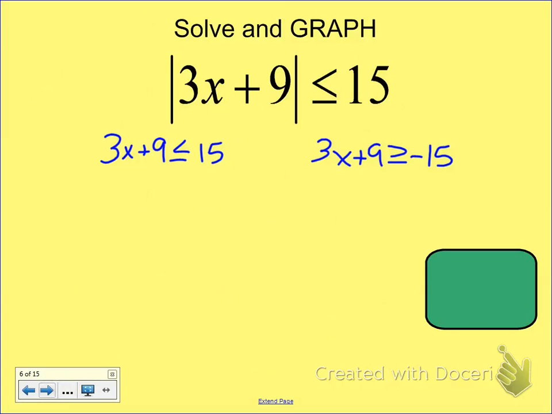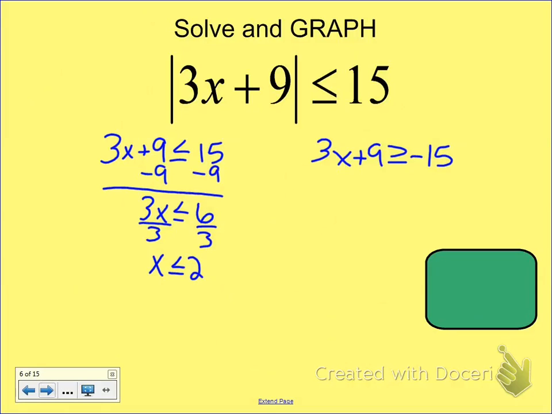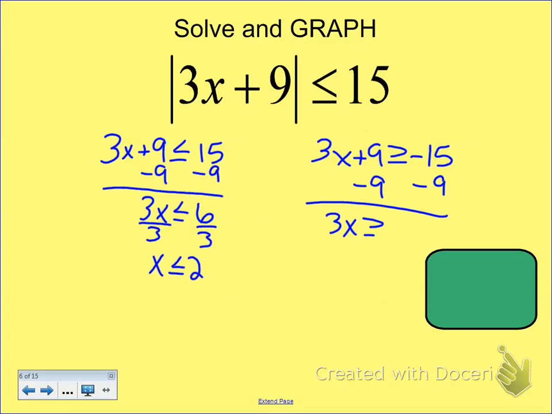Now solve both of these. Subtract 9, subtract 9. 3x is less than or equal to 6. Divide both sides by 3. x is less than or equal to 2. All right, next one, you're going to subtract 9 from both sides. So we get 3x is greater than or equal to negative 24. Divide both sides by 3. And x is greater than or equal to negative 8.